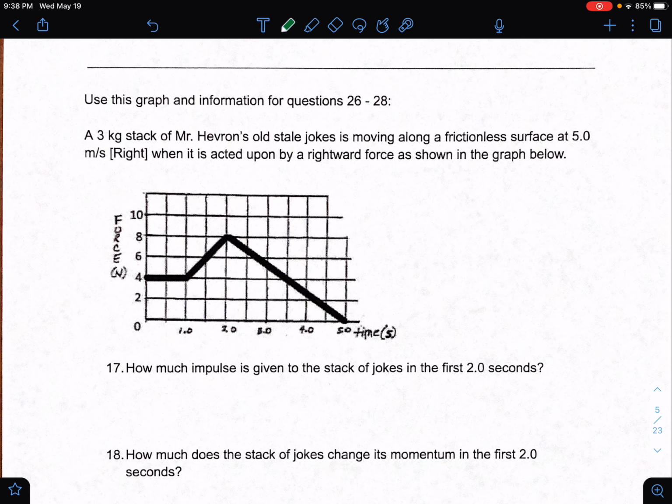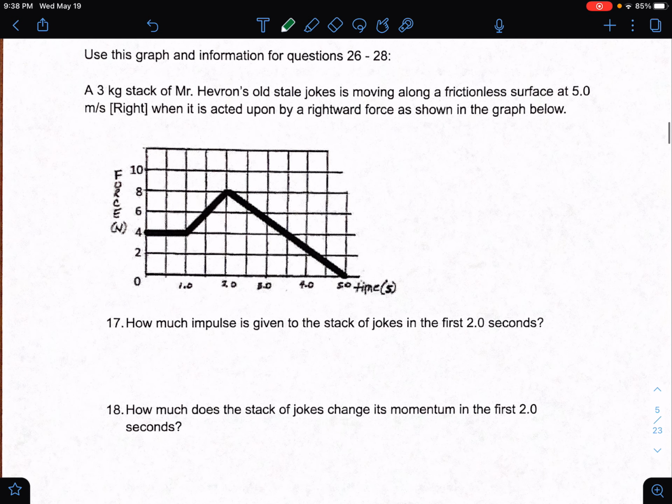Okay, graphs. So when it comes to graphs, pretty much everything you need to know is area under the curve. Okay, so I have a 3 kilogram stack of Mr. Heveron's Old Stale Jokes moving along a frictionless surface at 5.0 meters per second. Okay, so there's mass and there's my V initial, so those are important to know. How much impulse is given to the stack in the first 2.0 seconds? Okay, so I'm going to stop here at 2.0 seconds, and I'm going to turn this into triangles and rectangles.